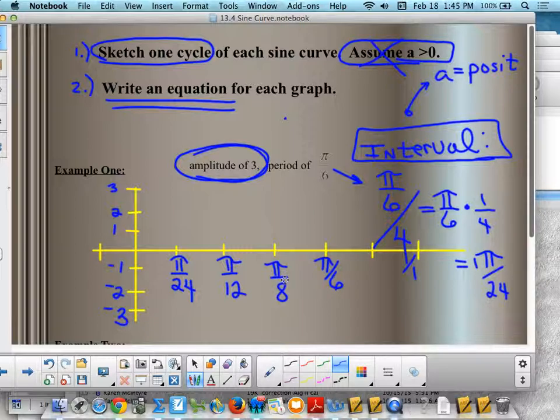Okay, so now 1/24, 2/24, 3/24, 4/24. Reduce 4/24: pi over 6. 1/6. Hey, it worked. We got it. All right, Cole, good job.